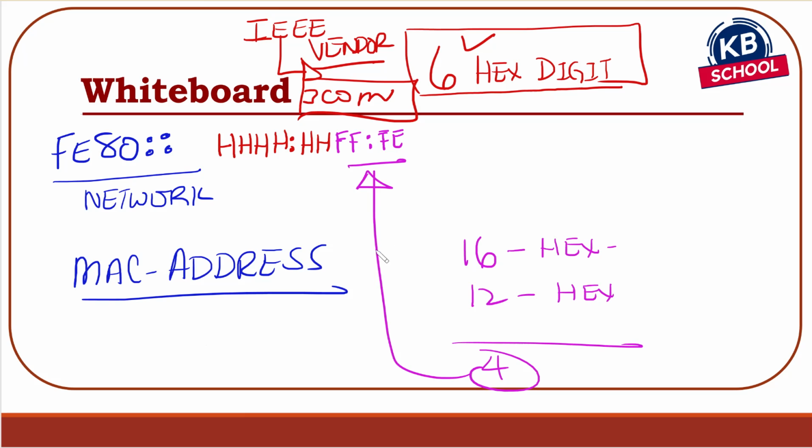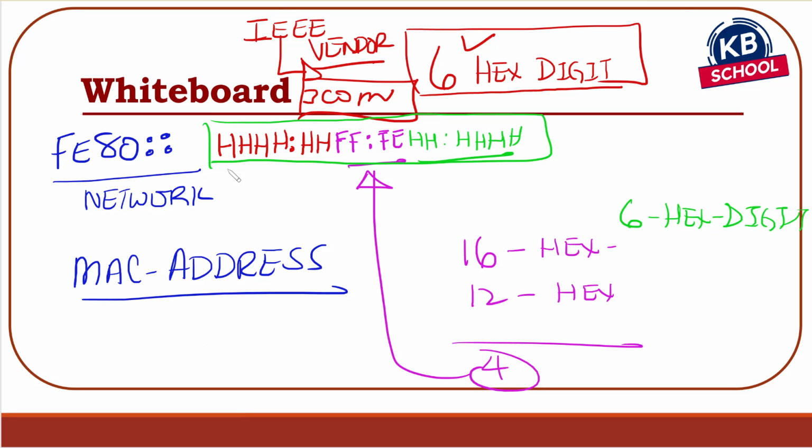Now I'm left with another 6 to fill up, and that comes from the other 6 hex digits that are assigned by the vendor to the individual NIC. So that would be another hex, colon, hex. That becomes the full IPv6 link local address, which is derived from the MAC address by putting in a filler of the 4 hex digits FFFE in the middle.